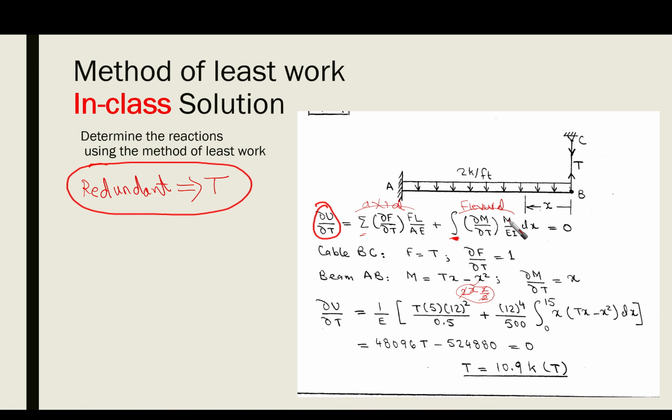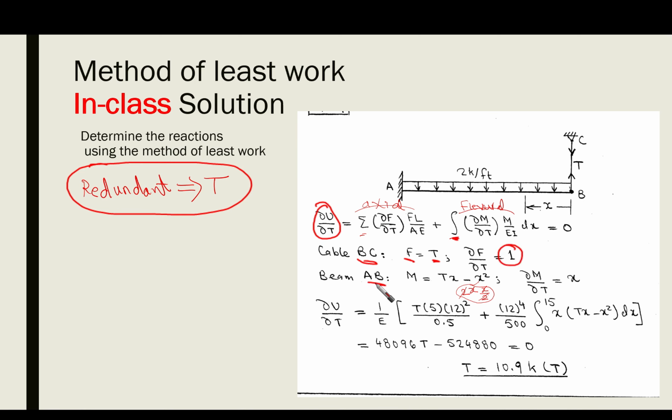This part, flexure, is related to the member AB because it is a beam. And this part, which is the axial, is related to the member CB because it is an axial force. We can deal with it as a truss member. So for the cable BC, F, the redundant, is going to be T. And partial F, partial T, which is the term that we want, is going to be 1.